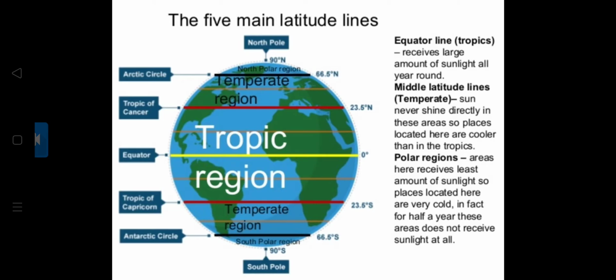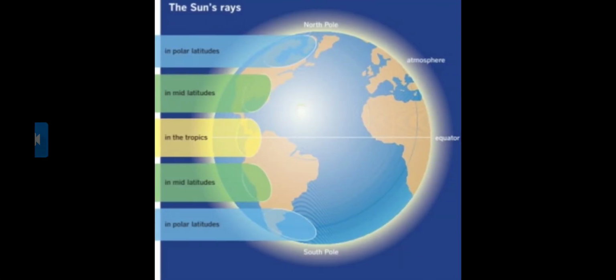Polar regions are areas where it receives least amount of sunlight, so places located here are very cold. In fact, for half a year, these areas do not receive sunlight at all. Middle latitude lines, they are temperate. Sun never shines directly in these areas, so they are cooler than the tropics. See how the sun rays reach in polar latitudes and mid latitudes and the tropics.